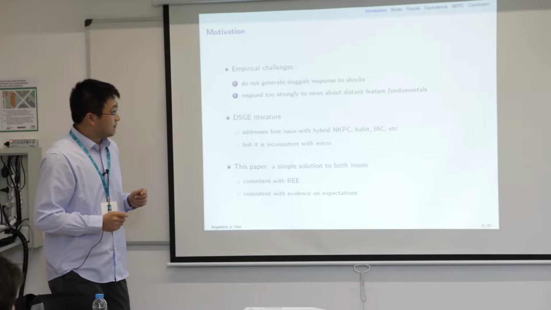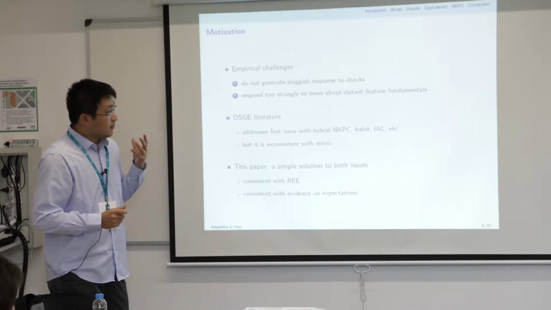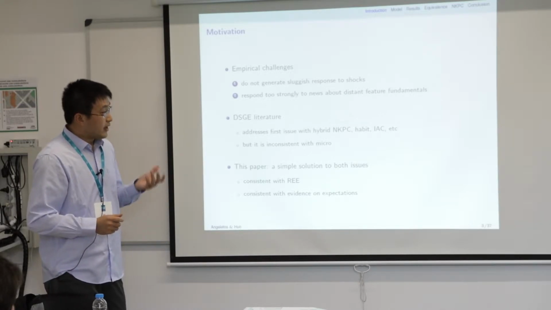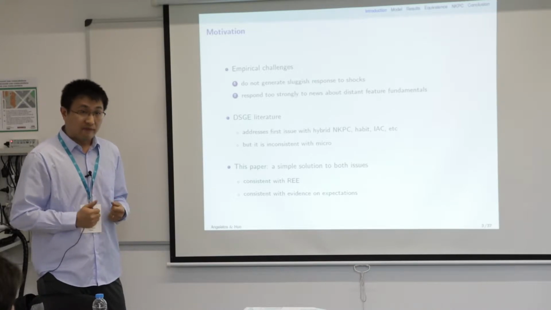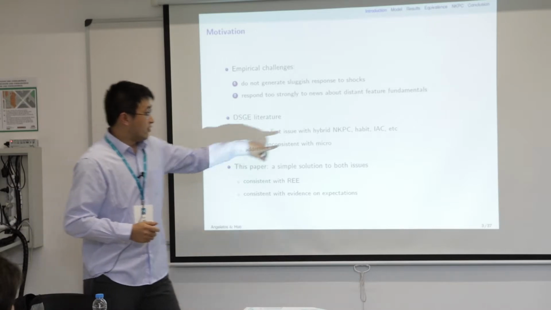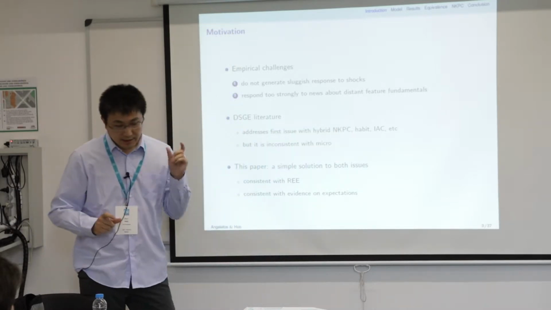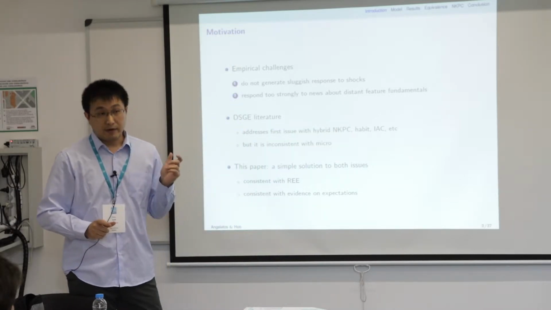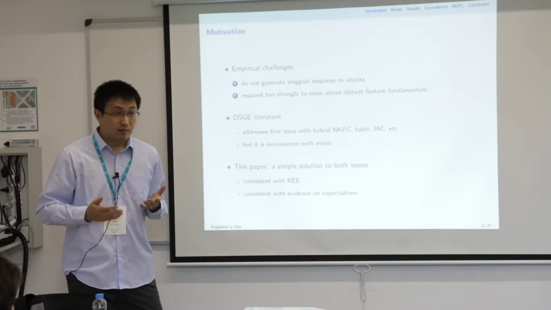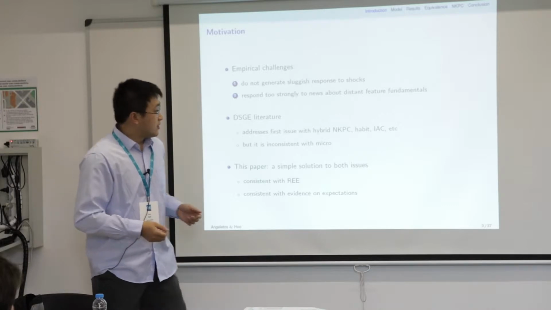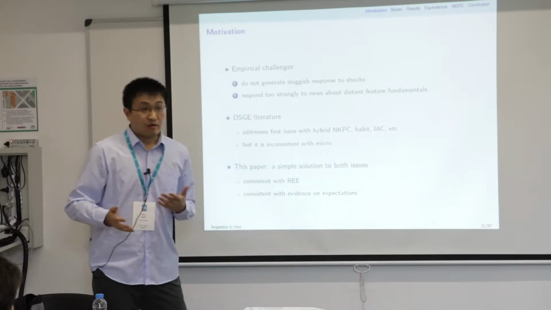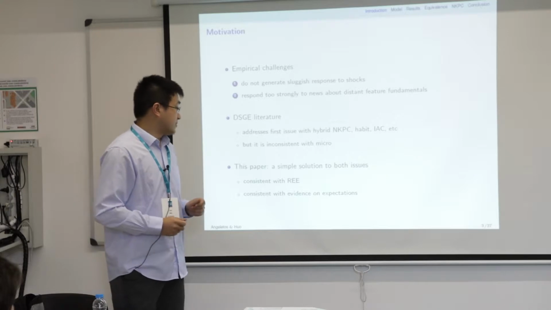But the problem is these frictions or modifications required at the macro level are not consistent with the micro level evidence. For example, the habit formation in the macro literature is something like 0.5, 0.6, but if you look at the micro level evidence, it's almost 0. If you think about investment adjustment costs, there's no micro foundation for that, and so on and so forth.